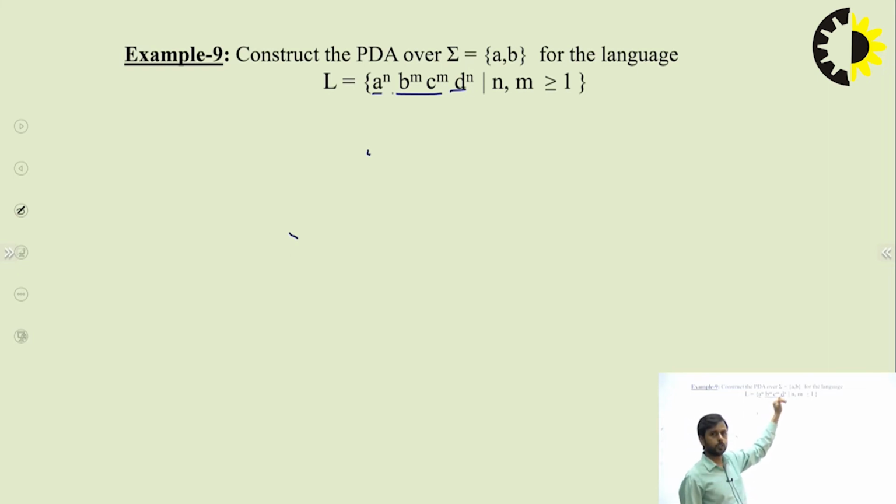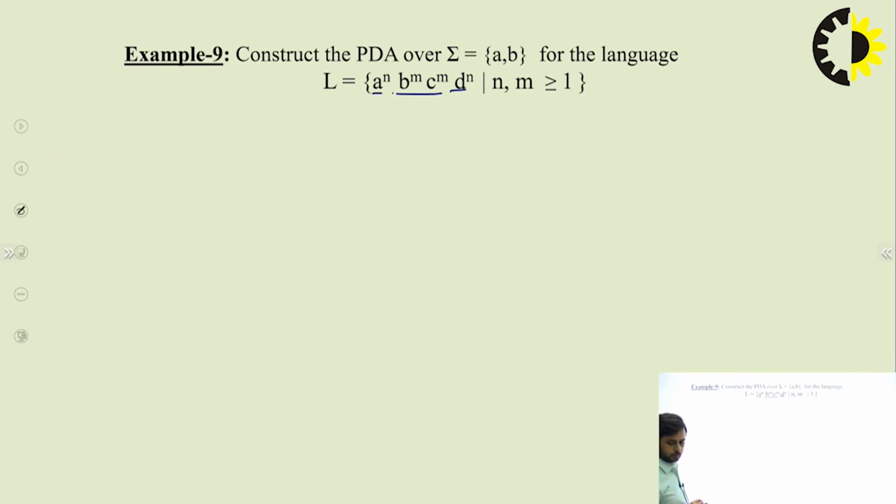Now corresponding to D, we pop out A. So corresponding to all D, we pop out all A. If the stack is empty or the last stack symbol is Z node, then the language will be accepted. So this is how we construct the PDA for the language. Okay. So let's see how we will construct the PDA for that.